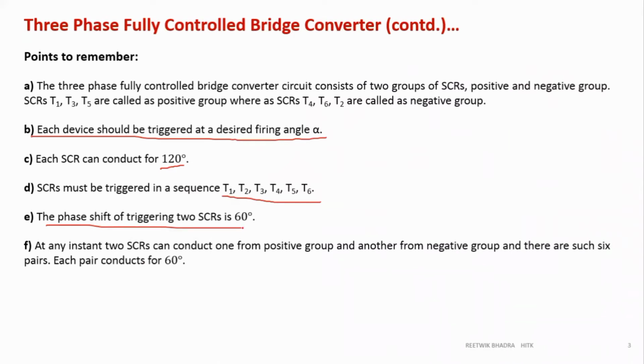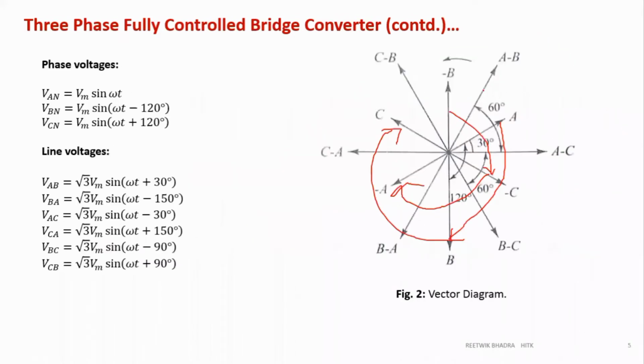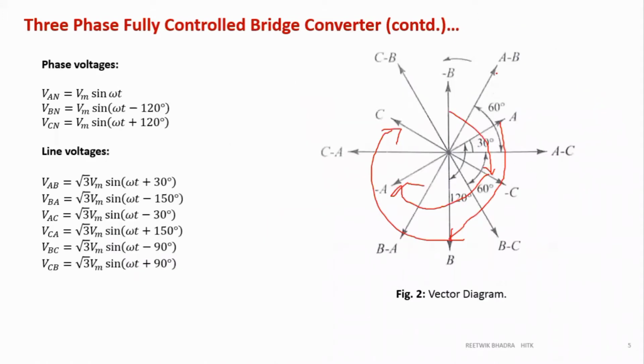The phase shift of triggering between SCRs is 60 degrees. Why? Because, as I told you, at the output what we are getting is VAC, right? A line voltage. From one line voltage, AB, to another line voltage, AC, what is the gap? 60 degrees. So when two switches conduct, we get a line voltage. When another pair of switches conducts, we get another line voltage. So from one line voltage to another, the gap is 60 degrees. That's why that point was taken.